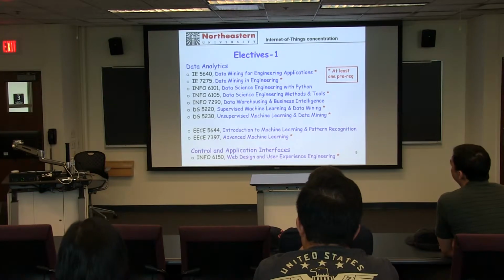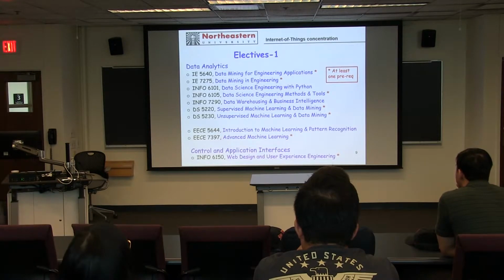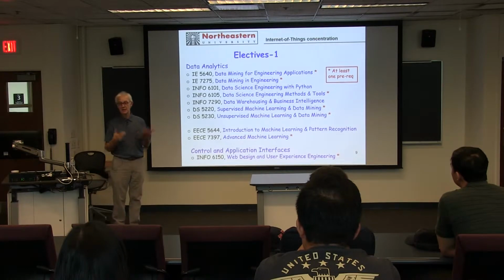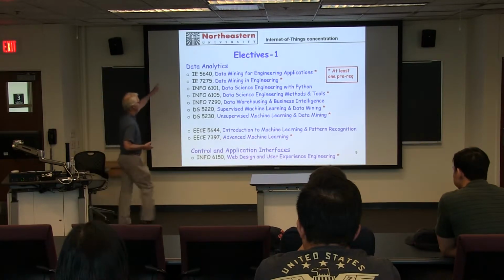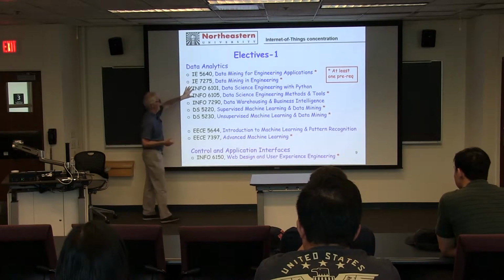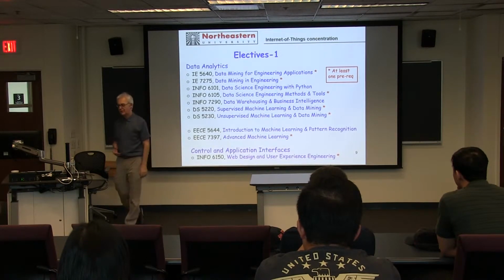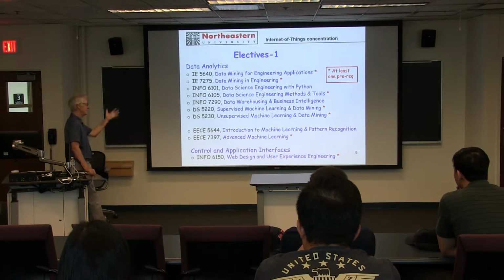So data analytics, there's a range of courses, and there are more than this actually. Over in computer science, I didn't list any computer science ones here, because if you want to take a computer science course, you're going to have to petition, since there's a restriction on the number of courses you can take outside of college. But there's certainly within engineering a huge number of choices in this general area. IE is industrial engineering, info is information systems, and DS is data science. Data science is a joint program between the College of Engineering and computer science.